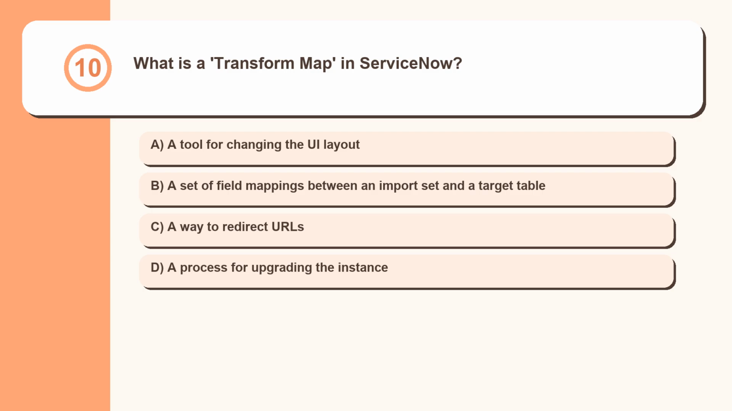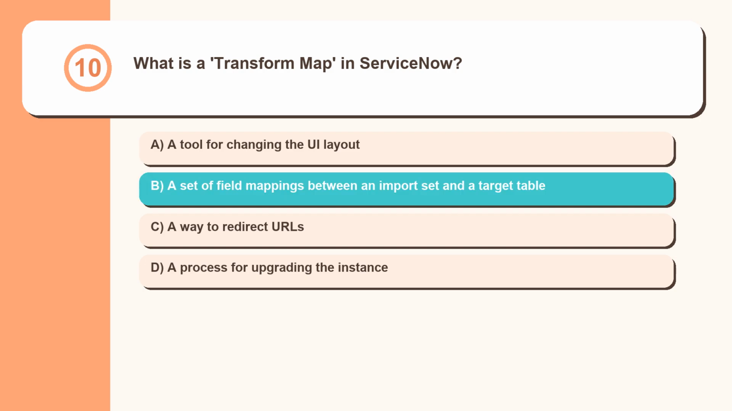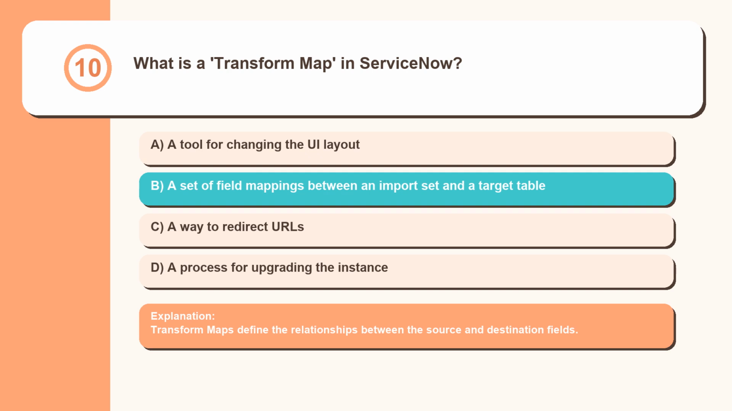Question 10. What is a transform map in ServiceNow? A tool for changing the UI layout, a set of field mappings between an import set and a target table, a way to redirect URLs, a process for upgrading the instance. Transform maps define the relationships between the source and destination fields.